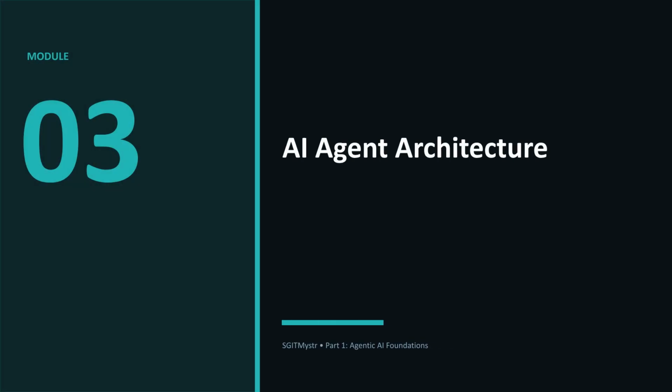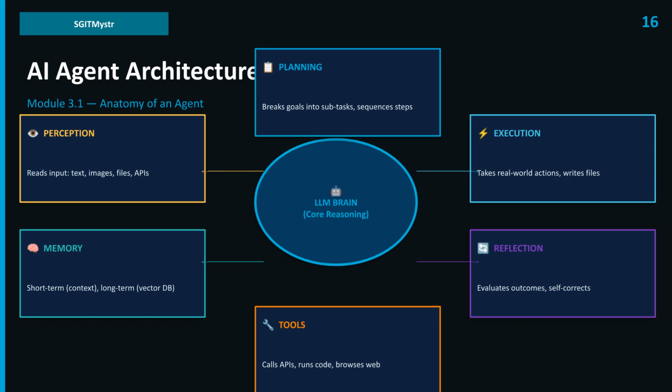Module 3 delves into AI agent architecture. We will explore memory systems, planning, tool use, and the ReAct loop. This module explains how agents think, remember, and act autonomously. The AI agent architecture centers on the LLM brain for core reasoning. It uses perception for input and memory for context. Planning breaks goals into steps. Execution takes action. Tools extend capabilities, and reflection evaluates outcomes for self-correction.